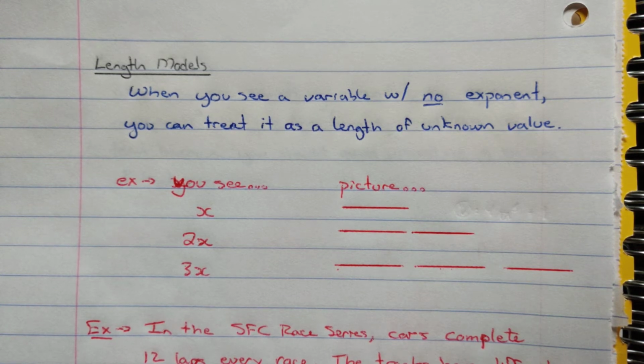So when you see x, just the letter x, no exponent, or A, or B, or unicorn, or happy face, you should picture it as the representation of just a line.